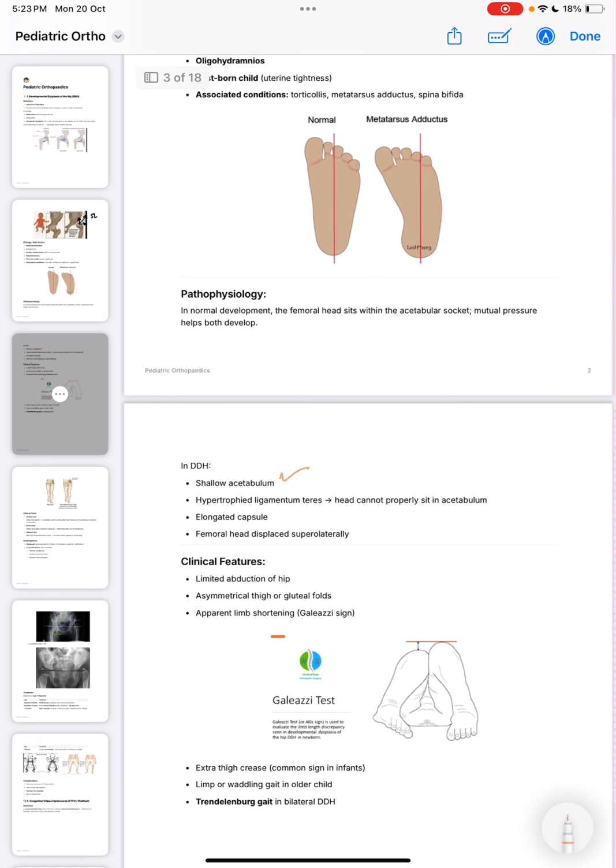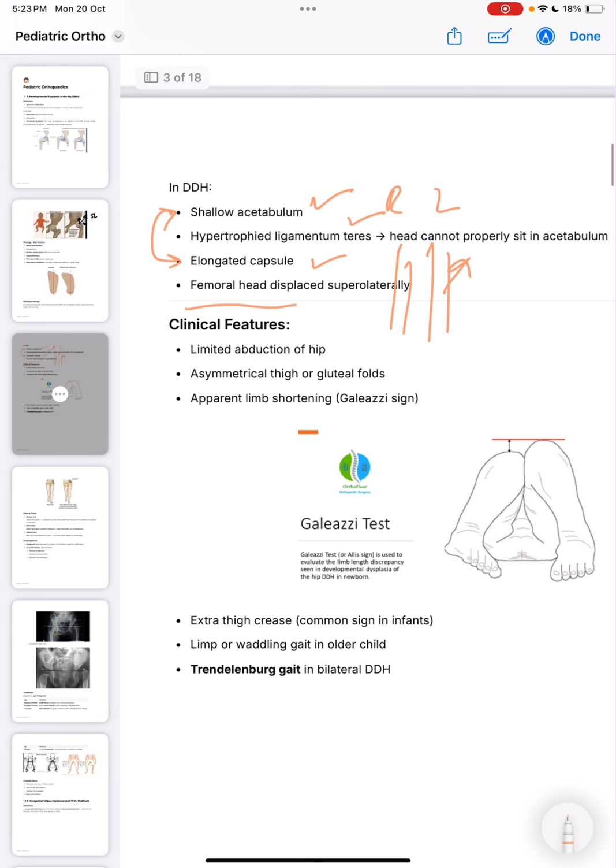Okay, so let's have a look, we already saw the pathophysiology. We have a shallow acetabulum. We can have a hypertrophied ligamentum teres, and we also have an elongated capsule. So this goes hand in hand. And then the femoral head is displaced superior-laterally in this direction for this leg, which is the left leg. And then the clinical features are limited abduction of the hip, right?